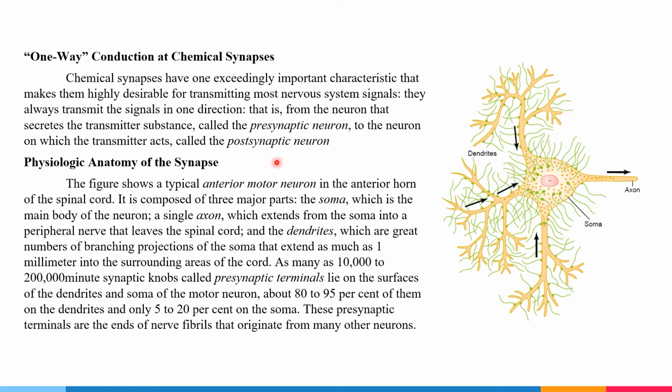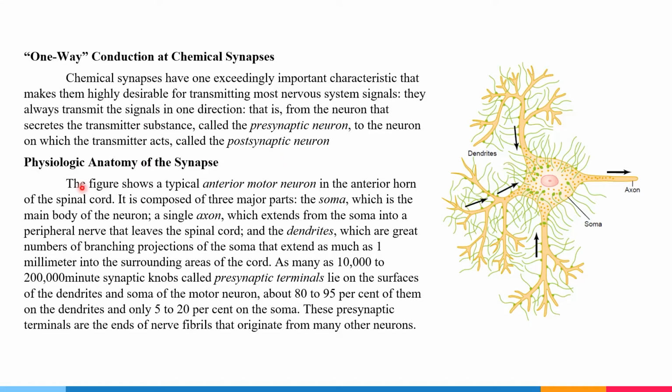As we have already discussed in the first slide, in the case of chemical synapses, there is a specific direction in which the nerve impulse can travel, that is from the dendrite to the axon of the postsynaptic neuron. And thus, this allows for only specific one-way conduction of nerve impulses, and this particular characteristic is highly desirable in the nervous system.